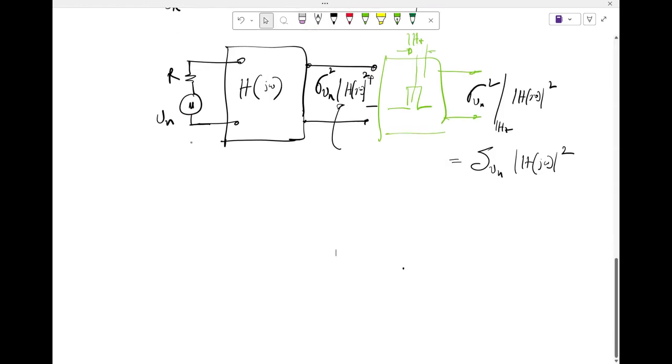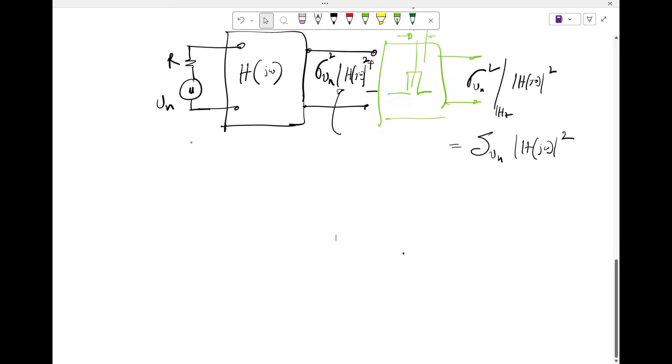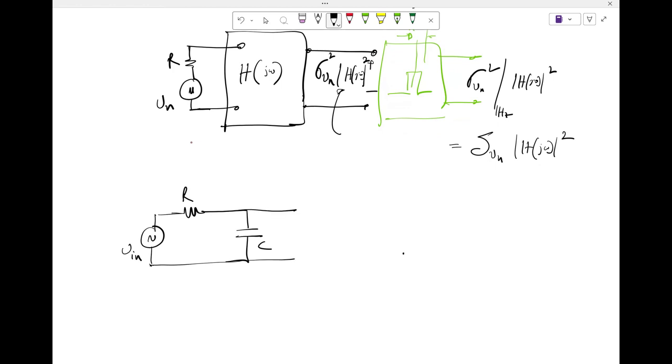Okay, so now let's take an example. Let's say I have an RC circuit, and it is being driven by some voltage source. This is not a noise voltage source. This is an actual voltage source, let's say sine omega t or something. I am observing the voltage here. I want to find out what is the output noise. So how should I go about doing the analysis first?